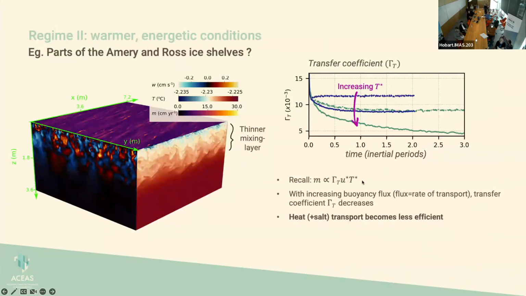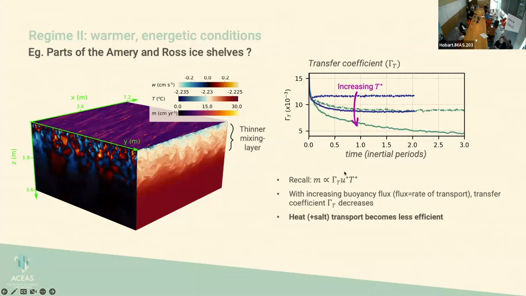So this was the expression we had before that worked quite well, where we found that our melting was related to the friction velocity, the temperature, and then this transfer coefficient. But what we found is as we increase the temperature, this transfer coefficient started to decrease. So what that means is that the heat and salt transport to the ice are becoming less efficient. We have plenty of heat available for melting, but our melt rate isn't going to be as high as we would have anticipated based on our original results where this gamma-T was constant.